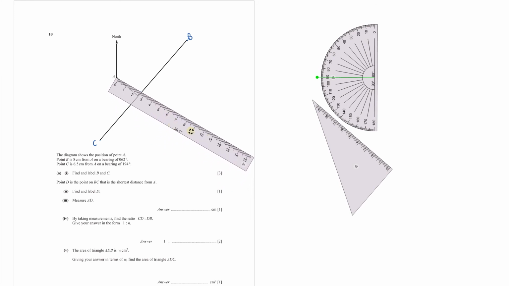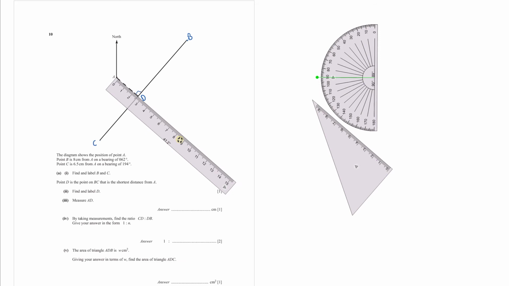So first I will again align the line, and then I place my 0 here at A. It's almost 2.8 centimeters. So the length AD is 2.8 centimeters.